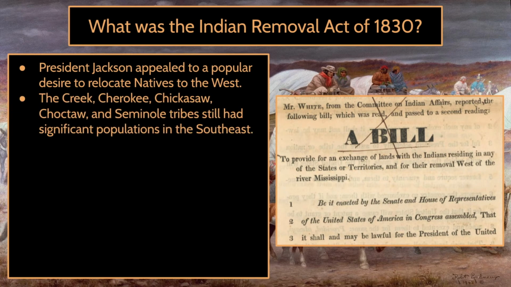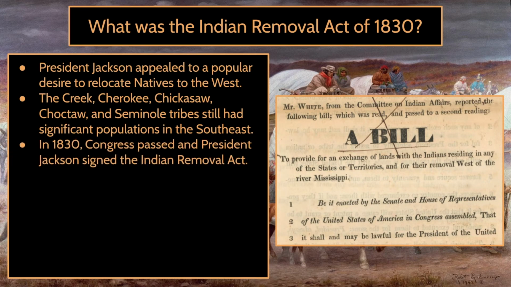These are the names of the tribes. The Creek, Cherokee, Chickasaw, Choctaw, and Seminole tribes still had quite a bit of population in the southeast. So we're talking the states of Alabama, Georgia, Tennessee, those areas. This is the areas we're talking about. And basically white settlers wanted to move in and take those lands and create farmland there themselves, and they saw these tribes as being in the way.